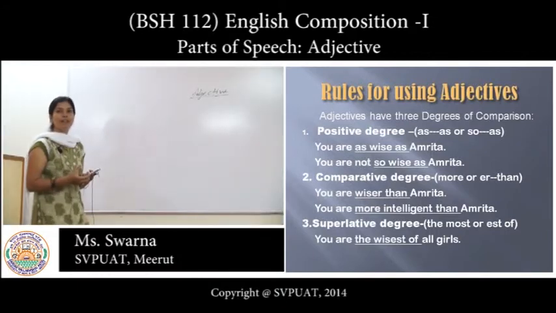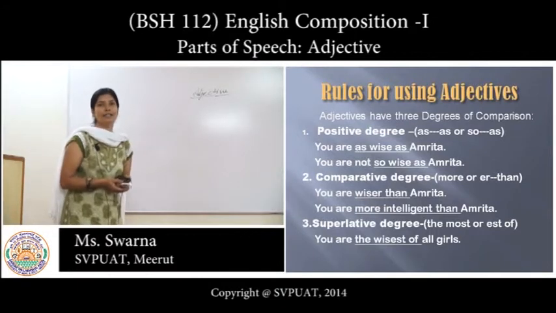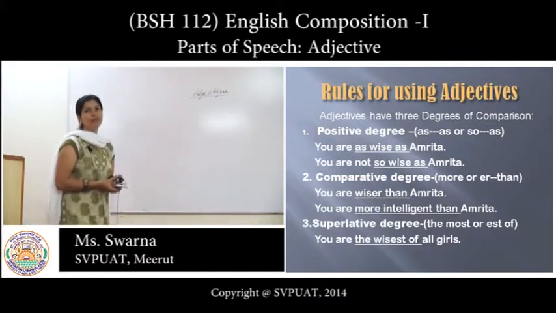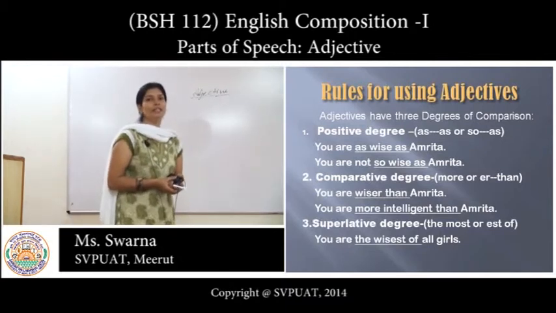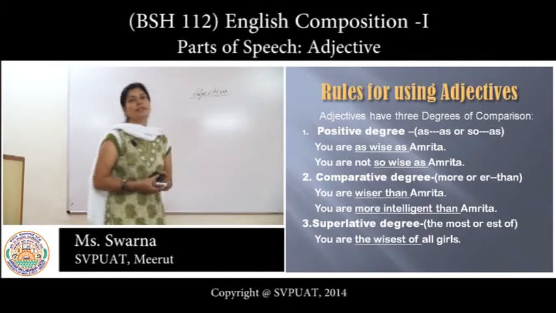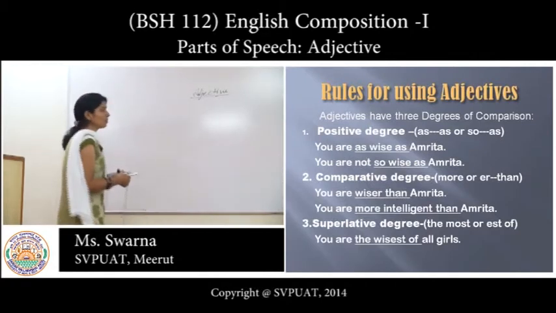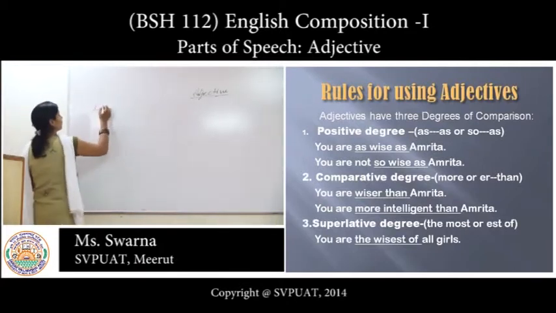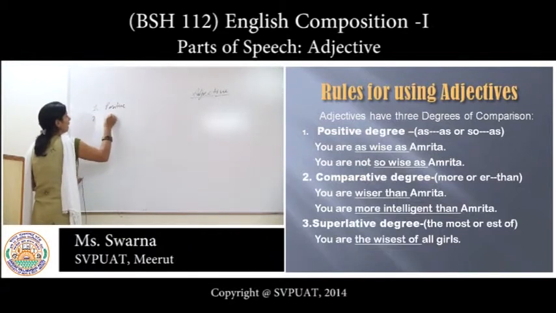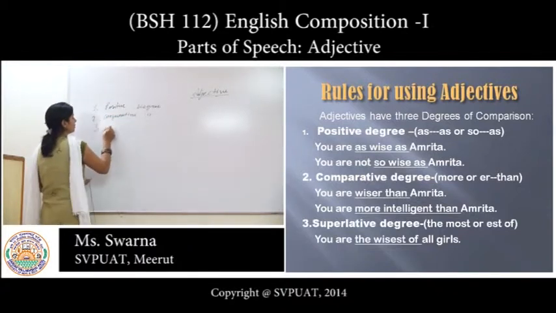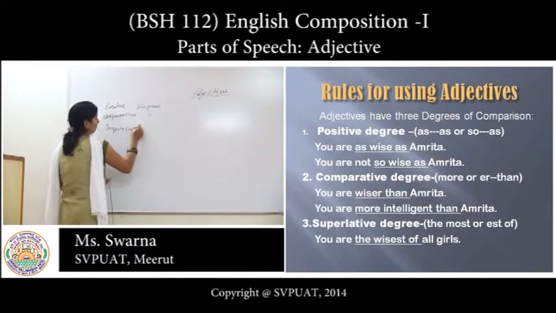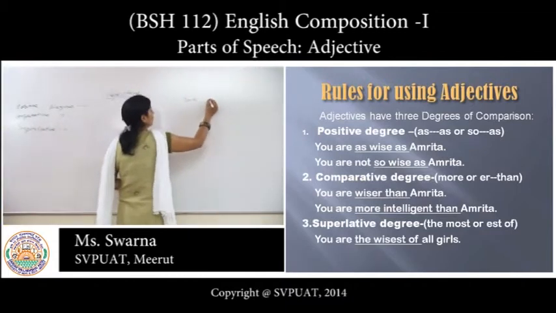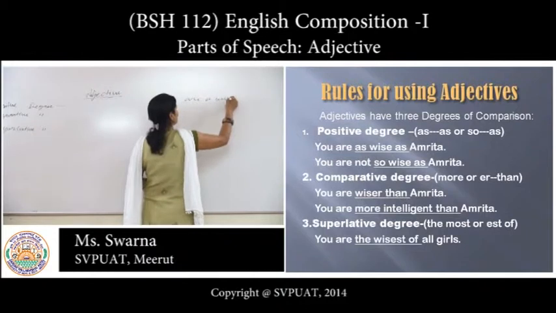Like we use several types of degrees in making a sentence which qualifies a noun or pronoun. If we compare between two things or more than two things, then we use degrees in grammar, which come under the category of adjective of quality: positive degree, comparative degree, and the third one, superlative degree. Like we write a simple sentence, you are a wise girl.